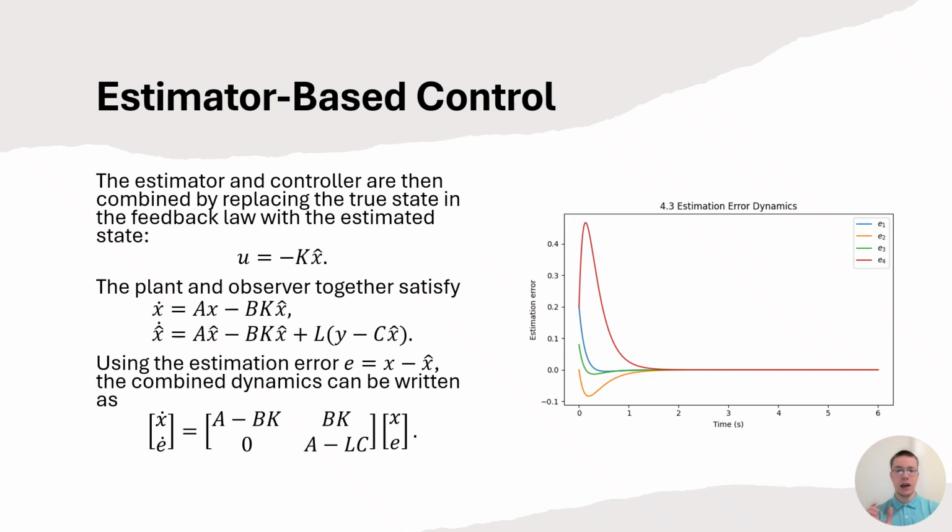Here you can see the estimator-based control. Again, all states converge to 0 using these equations and this combined dynamics using the estimation error here.